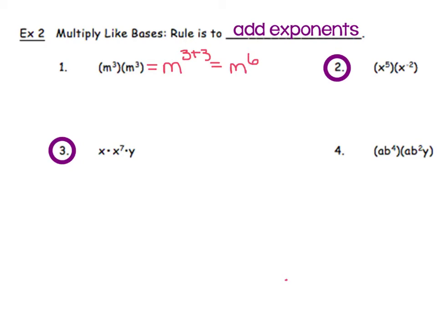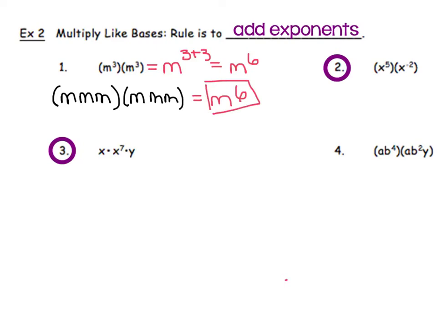Or you can use expansion, which means I just write it out. M to the 3rd power means that I have 1, 2, 3 m's. M to the 3rd power again means that I have 1, 2, 3 m's. And if I add them up, right, count how many I have altogether, I have m to the 6th power. Notice either way I did it, I still end up with the same answer.